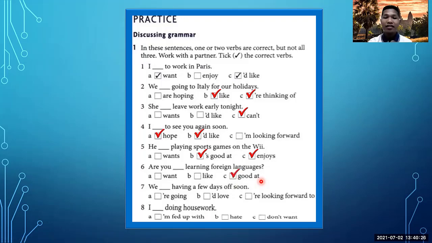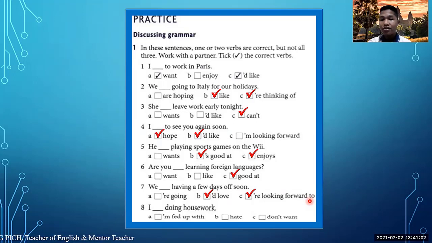Yeah. Number 7. We plus having a few days off soon. So we have 3 choices as well. A, are going, B, love, C, are looking forward to. So the answer is we love having a few days off soon. And another correct answer is we are looking forward to having a few days off soon.